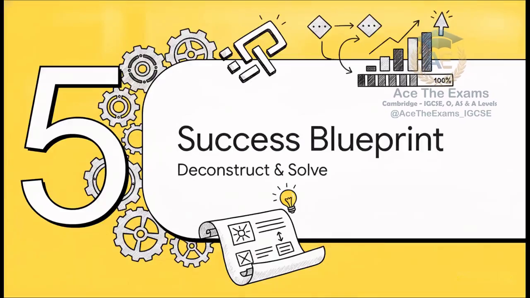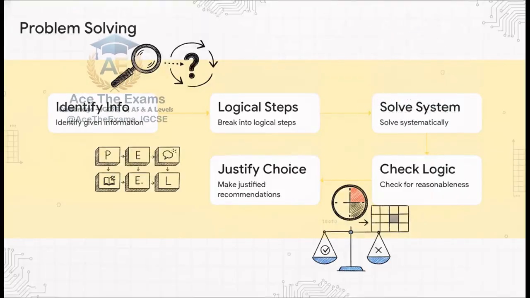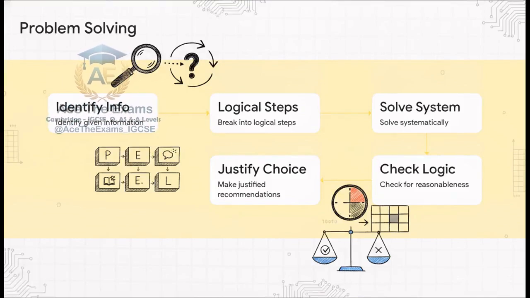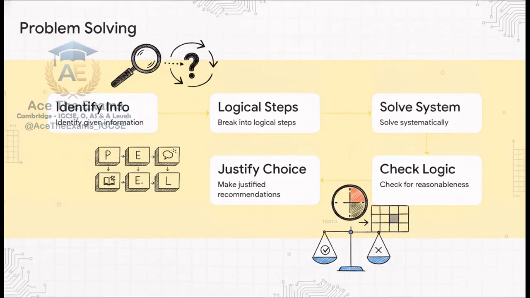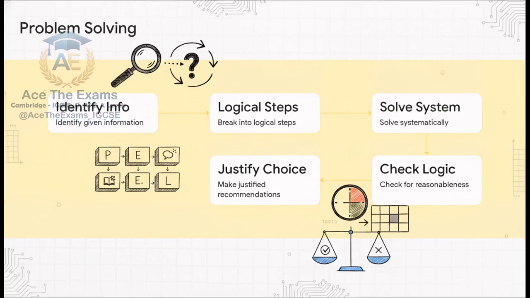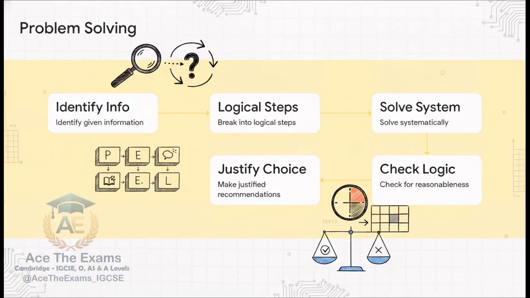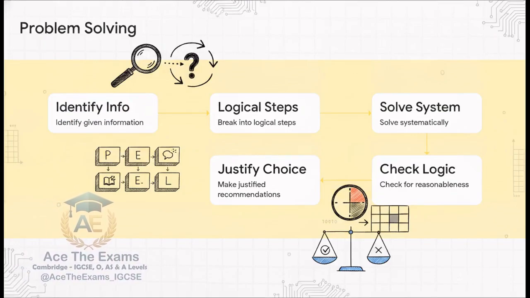And finally, Section 5, the Exam Success Blueprint. Deconstruct, solve, evaluate. To finish off our explainer today, let's lock in a final, robust system that you can deploy for literally any problem-solving scenario in Cambridge computer science. By actively using this deconstruct, solve, evaluate framework, you are directly fulfilling the higher-order assessment objectives that the examiners are absolutely desperate to reward you for. This encapsulates 3 golden rules that essentially guarantee top marks.